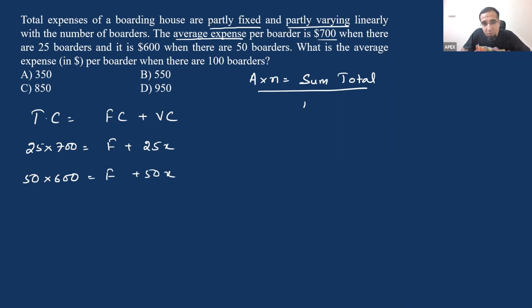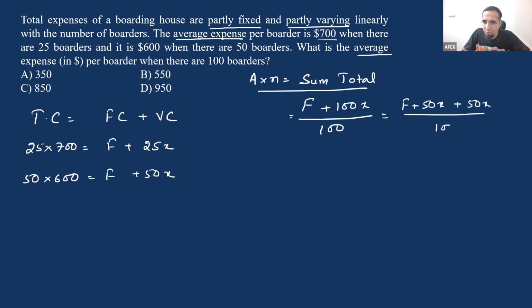Now, I also told you how to solve this question. This question can be written as F plus 100x divided by 100 is what the question is asking you. Please understand the question is asking what is the average cost. To get F plus 100x, I can also look at this as F plus 50x and then I need to add another 50x, divided by 100. So F plus 50x is what we already know, that is equal to 50 into 600. Now let's see. For simplified calculation's sake, I'm writing 50 as 25 into 2.